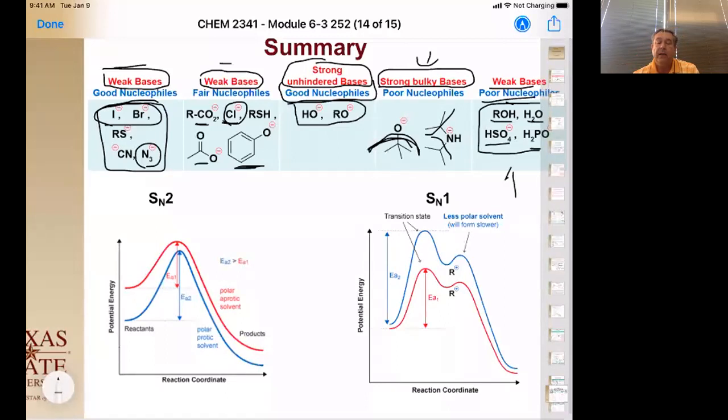And so these tend to undergo SN1 reactions. These tend to go on SN1 reactions. These can go SN2 reactions because of the better nucleophiles.